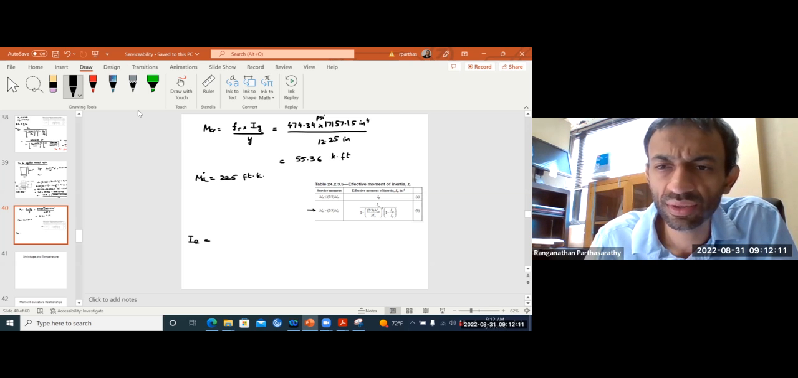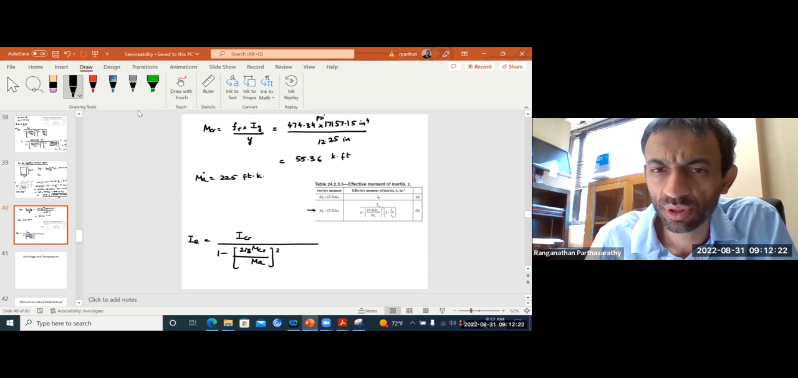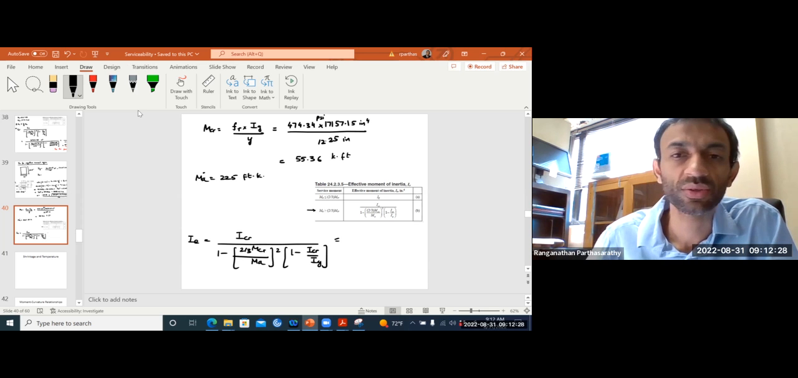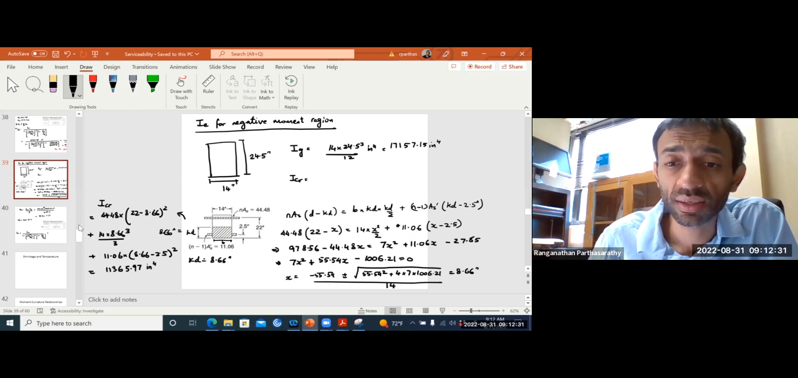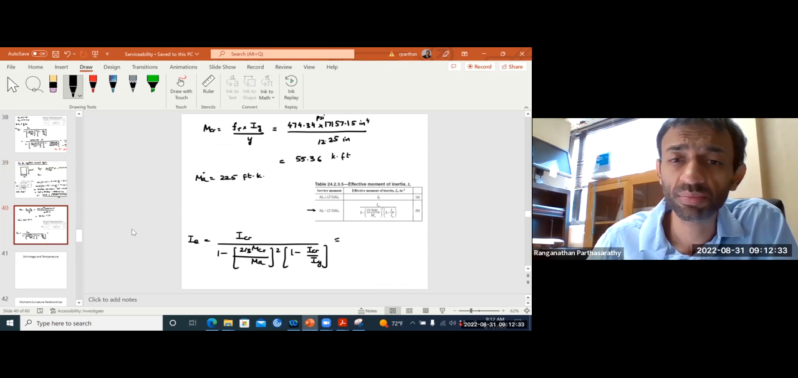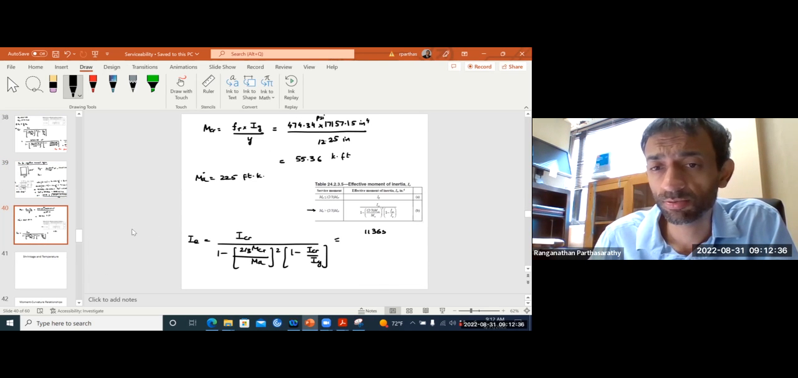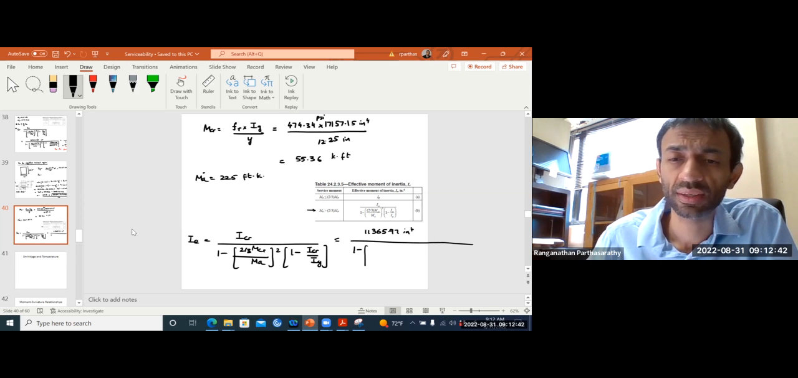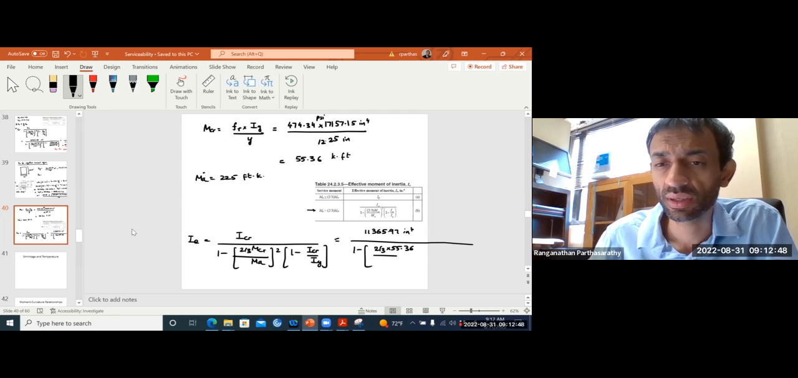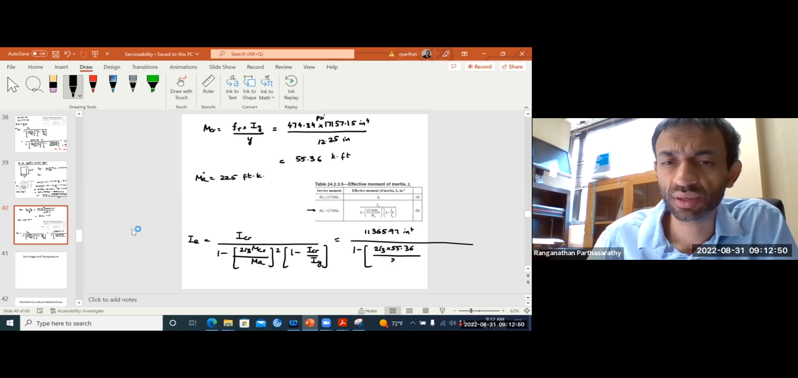So your I effective is ICR plus (1 minus 2/3 MCR divided by MA) squared times (1 minus ICR over IG). So let's plug in all of that. ICR is 11,365.97. One minus 2/3 of 55.36. MA is 225.